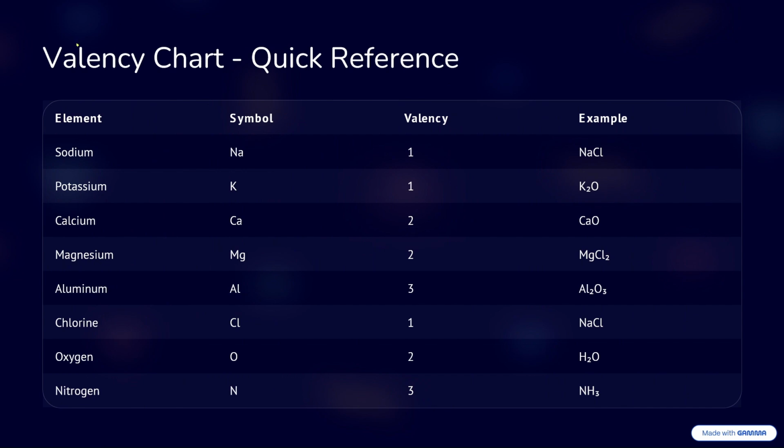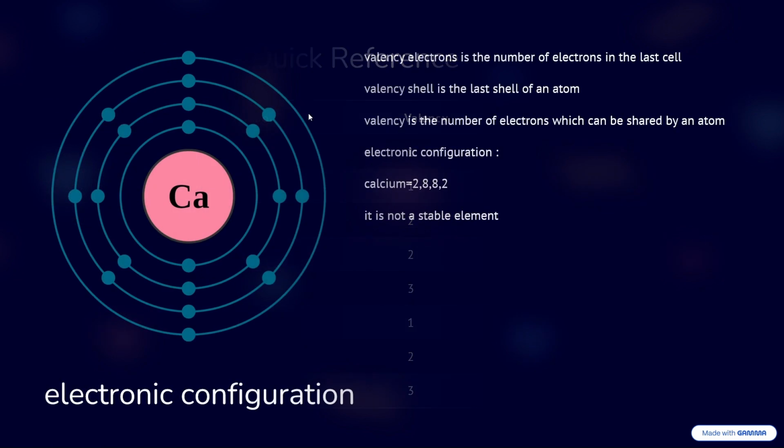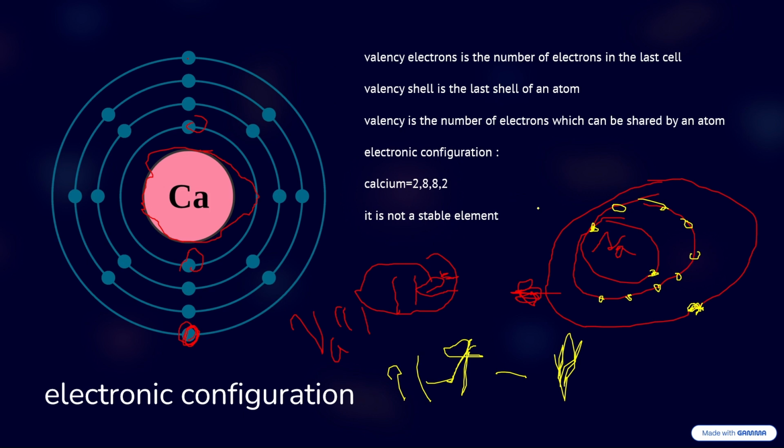Next, this is a valency chart. I didn't explain it to you, sorry, my bad. If you learn how electronic configuration goes, you can work it out. Now if you have any doubt based on this topic, please comment. I will be ready for answering you.